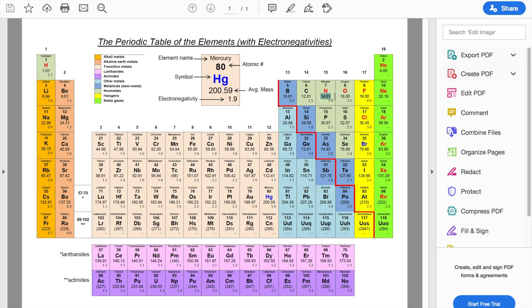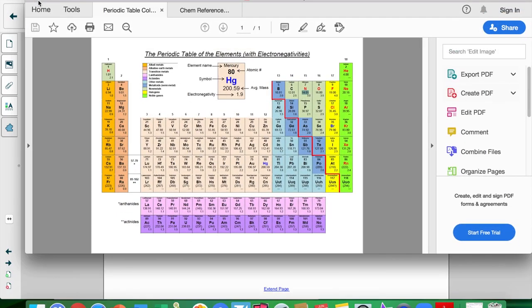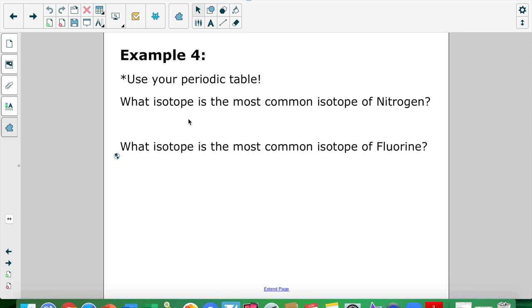That means that the isotope of nitrogen that has the highest abundance, the highest weight in that formula that I just showed you before, is going to be the one that has a mass closer to this number. Make sense? So that's why I would respond here that the most common isotope of nitrogen is going to be nitrogen 14.